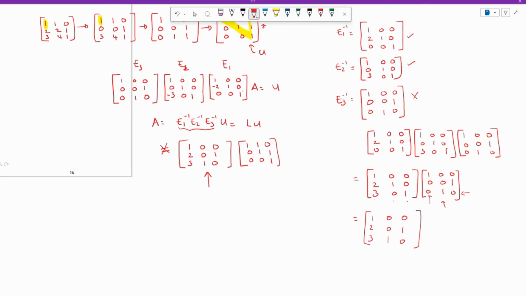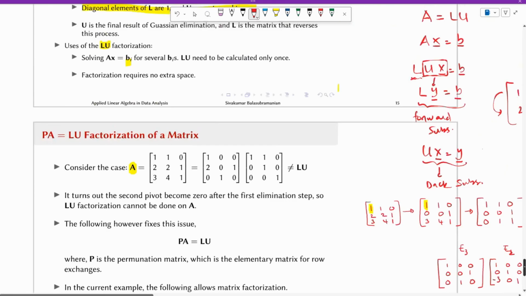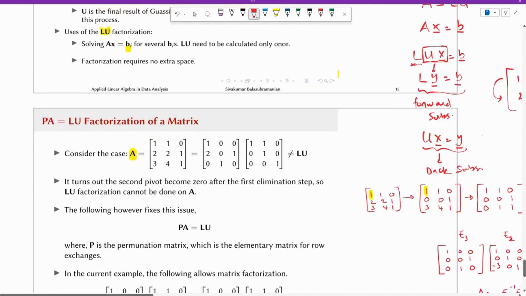It turns out it does not hold whenever you do row exchange operations. Whenever you do row exchange operations, you cannot do LU, but what you can do is this. If you keep track of all the row exchanges that you did in the order in which you did them, and you multiply all of those into this matrix called P matrix, which we call the permutation matrix. Permutation is you're switching two elements, essentially the row exchange operations, right?